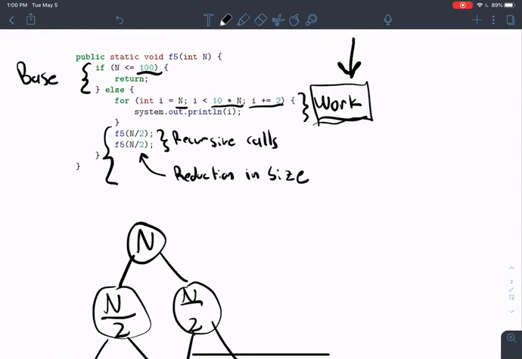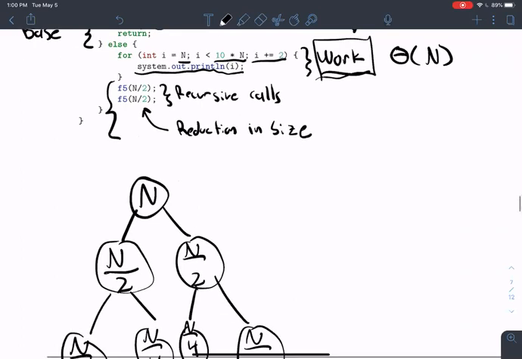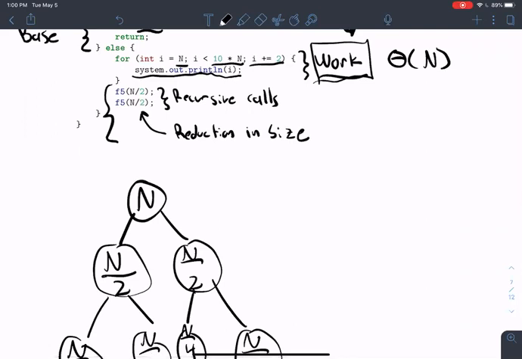N squared. Well, on the inside, we're just printing. Oh, okay. Yeah, so I think Muhammad has it, right? 5n. And then when we put a theta bound, we just get theta of n. Okay, so now that we have our work, we know that the work at, if the parameter is n, is roughly n. So now we can use that in our recursive calls.